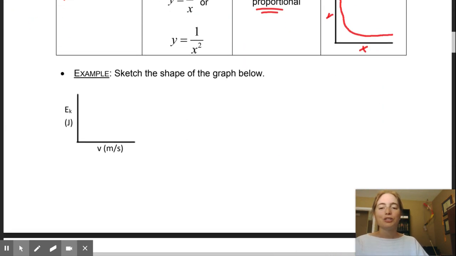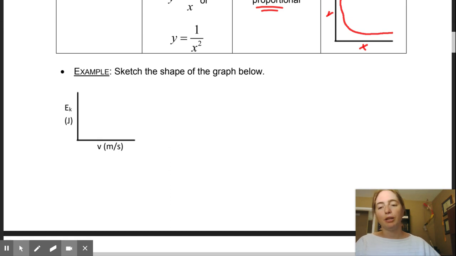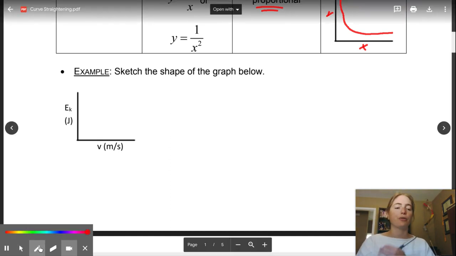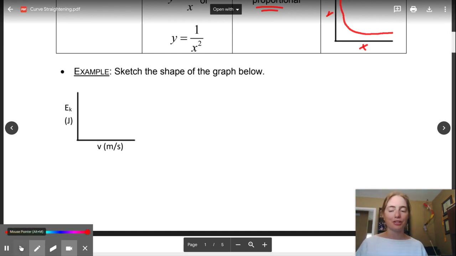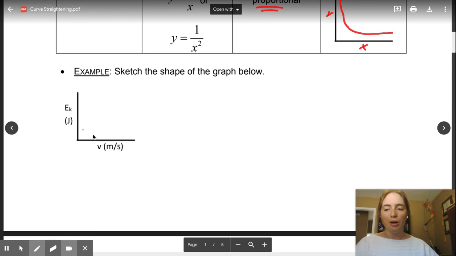Okay, so skip the shape of the graph below. This is something that we are going to be doing a lot of, and it's going to be on your diploma exam. So you need to recognize the pattern that you are going to see in a graph. How do we do that? We need to look at the equation. We've got our kinetic energy and we have our speed. The equation that makes the most sense is EK equals 1/2 mv squared.